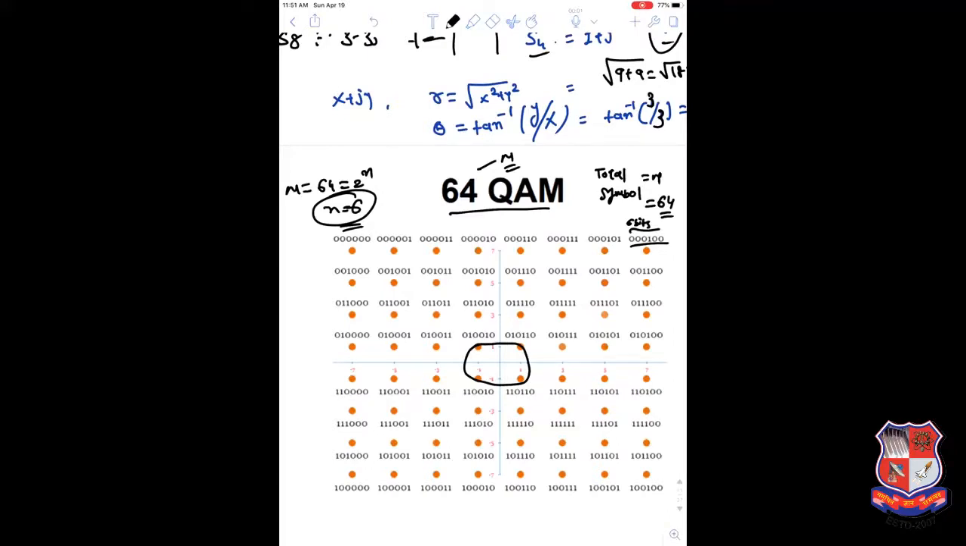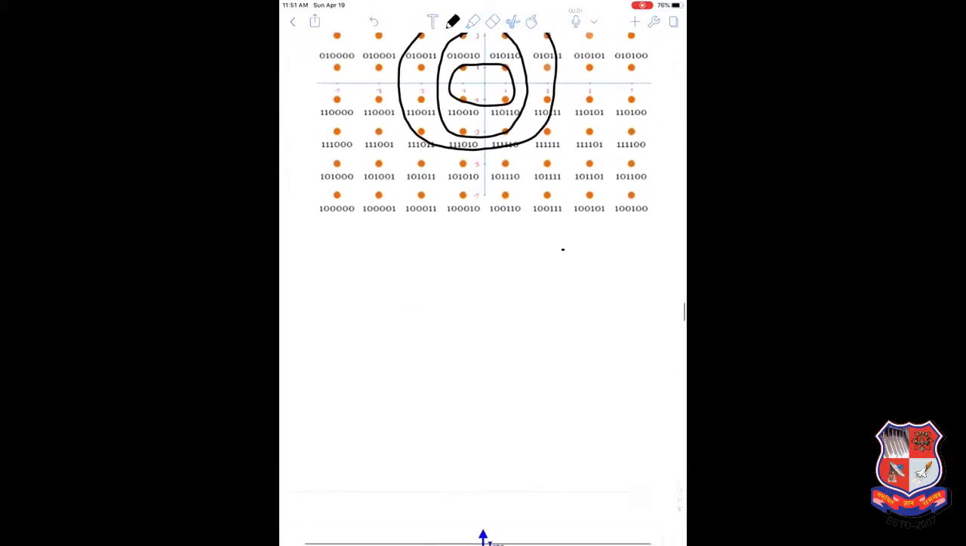Then if you move further, you can pick up this one, a second circle, which has the same magnitude but different phase. Then you can have a third circle, and so on. So you are getting multiple points and multiple sets. From set to set, the amplitude varies, and from symbol to symbol within a particular set, the phase varies. So we have both amplitude variation and phase variation incorporated in quadrature amplitude modulation. So this is one part you learn.